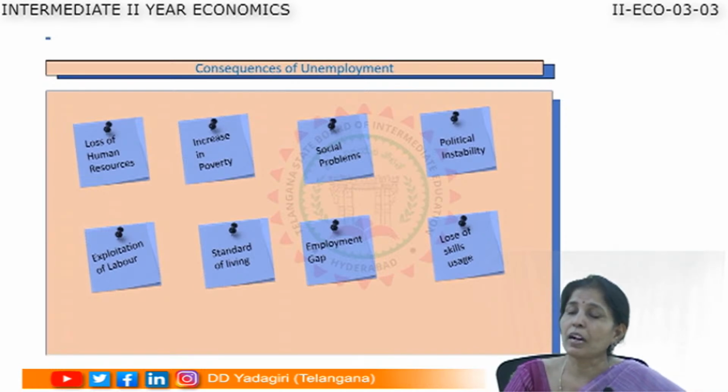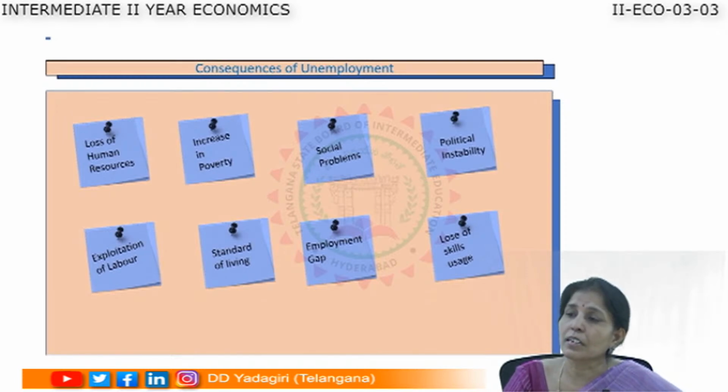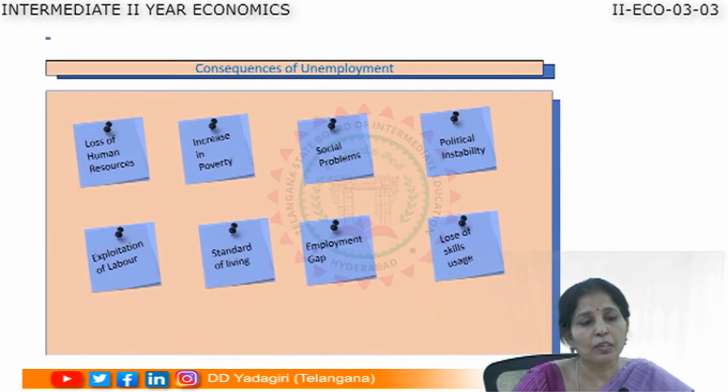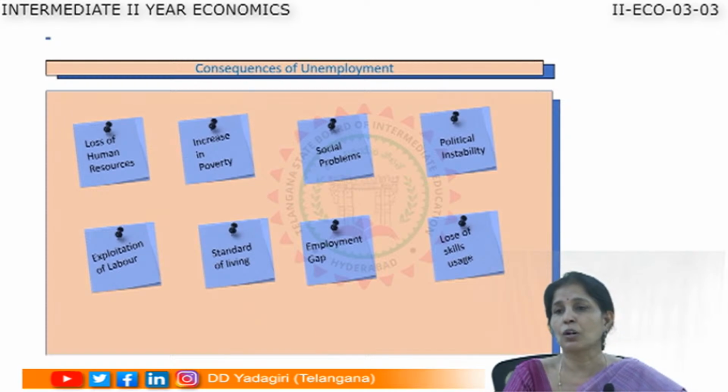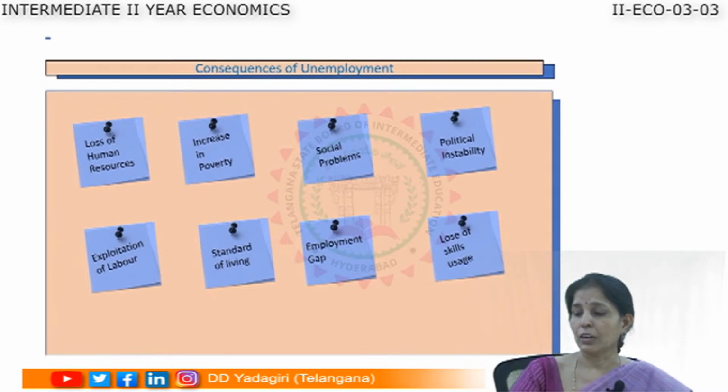The next one we have is employment gap. The gap between the employment and unemployment is widening, or the rich and the poor, it is widening, and the loss of skill usage. This is again one of the major ones, as it is given, loss of human resources or the loss of skill usage. We're not able to exploit the skills and efficiency of the labor force. So these are the different consequences that are the impact of unemployment in an economy.